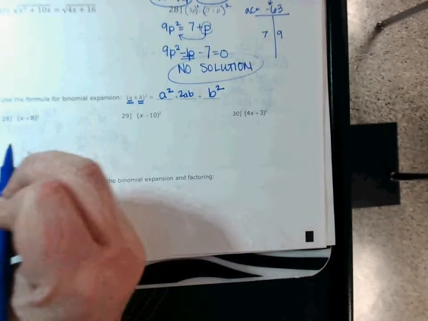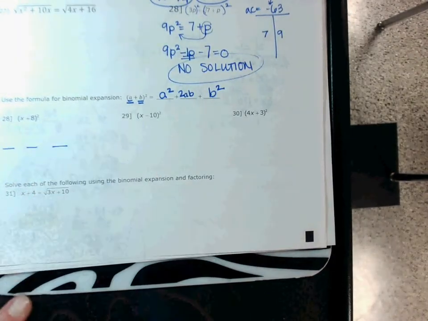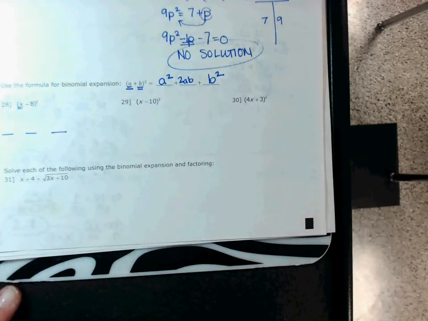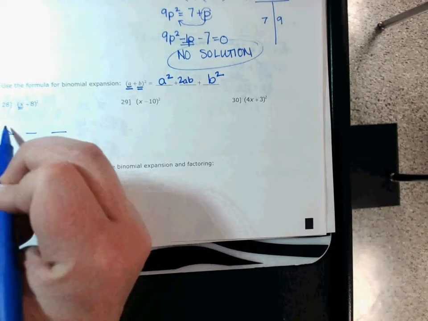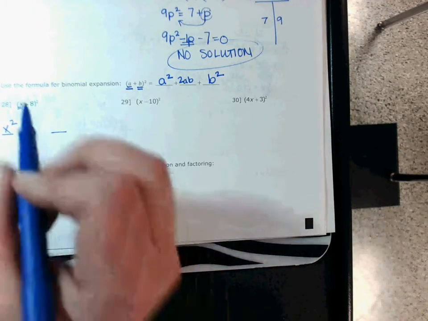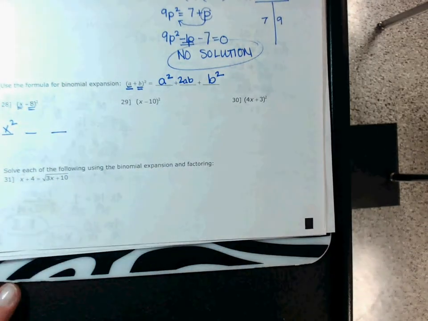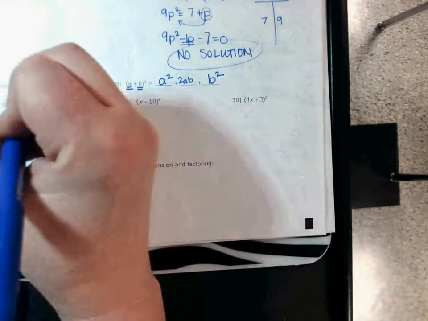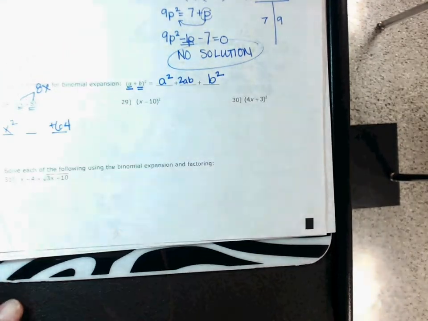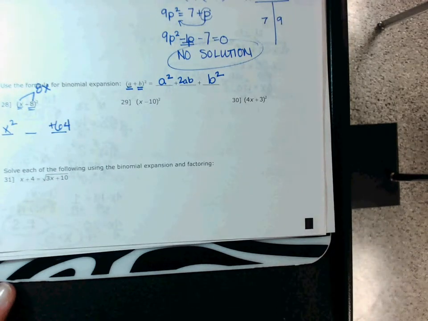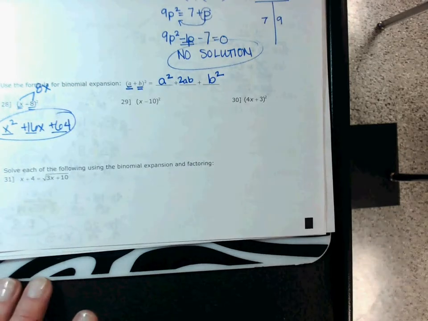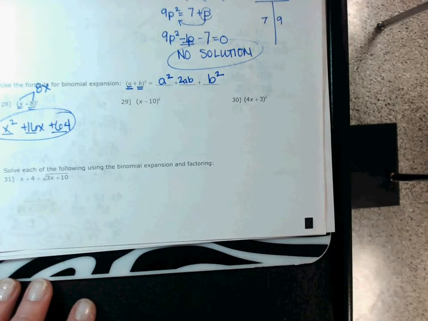So first one, blank, blank, blank. I take my first term, I square it. What does that give me in the first blank? X squared. Then I take my last term and I square it. What is 8 squared? 64. Then in the middle, I put them together, so that's an 8x, but then I have to double it. So what would that be? 16x. Okay, and you're done. So these, you're not actually solving the whole way out, you're just setting up that one step of the solving.